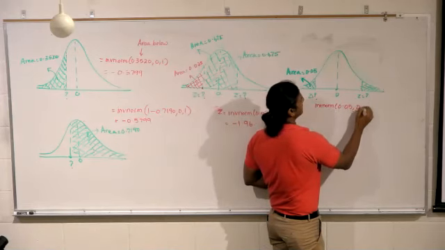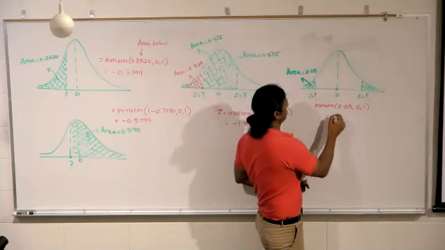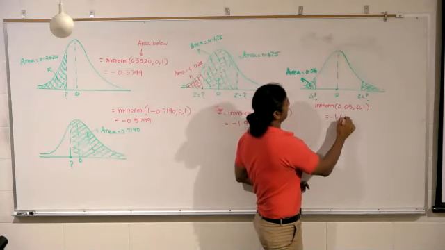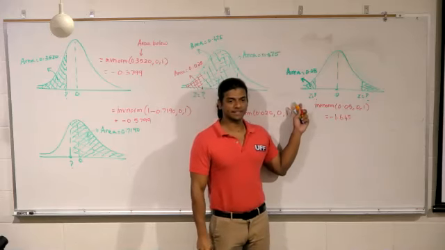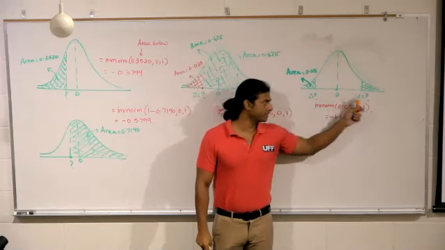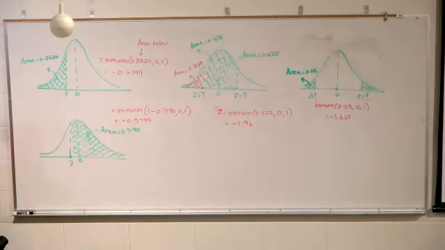Mean is 0, standard deviation 1, and what do we get? Negative 1.6448 or 9. If this is negative 1.645, what is that? Positive 1.645.